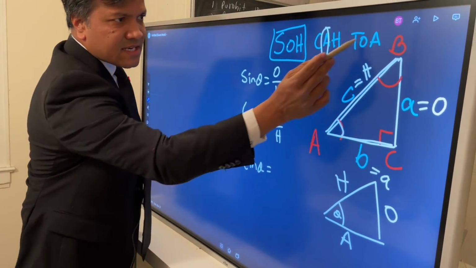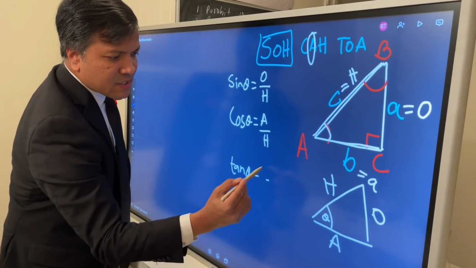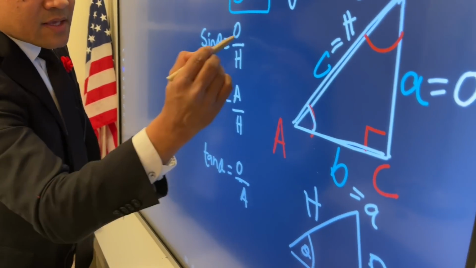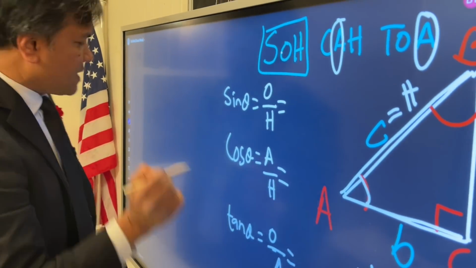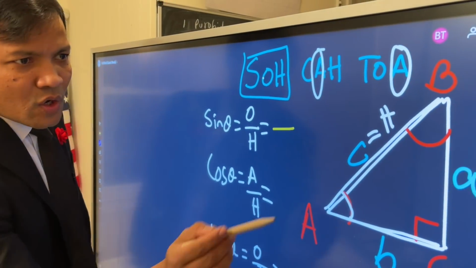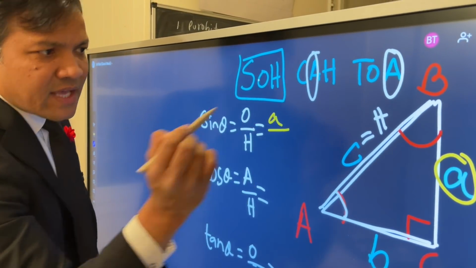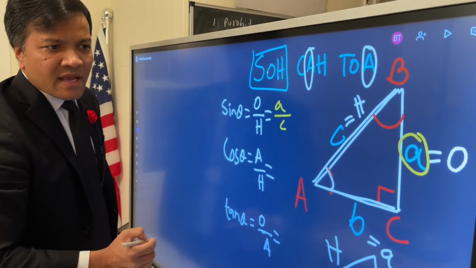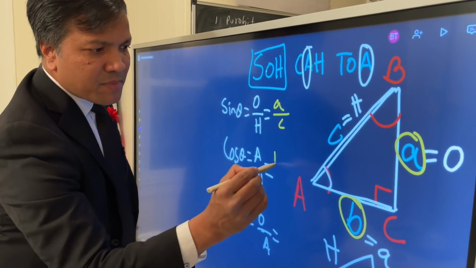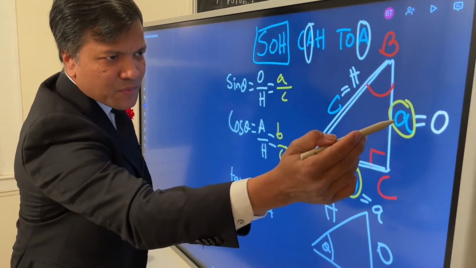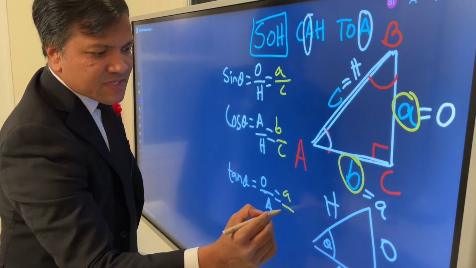Now tangent theta. Tangent theta is opposite over adjacent. Now we can even call them by different names. Opposite is A, hypotenuse is C, and adjacent is B. So sine is A over C, cosine is B over C, and tangent is A over B.